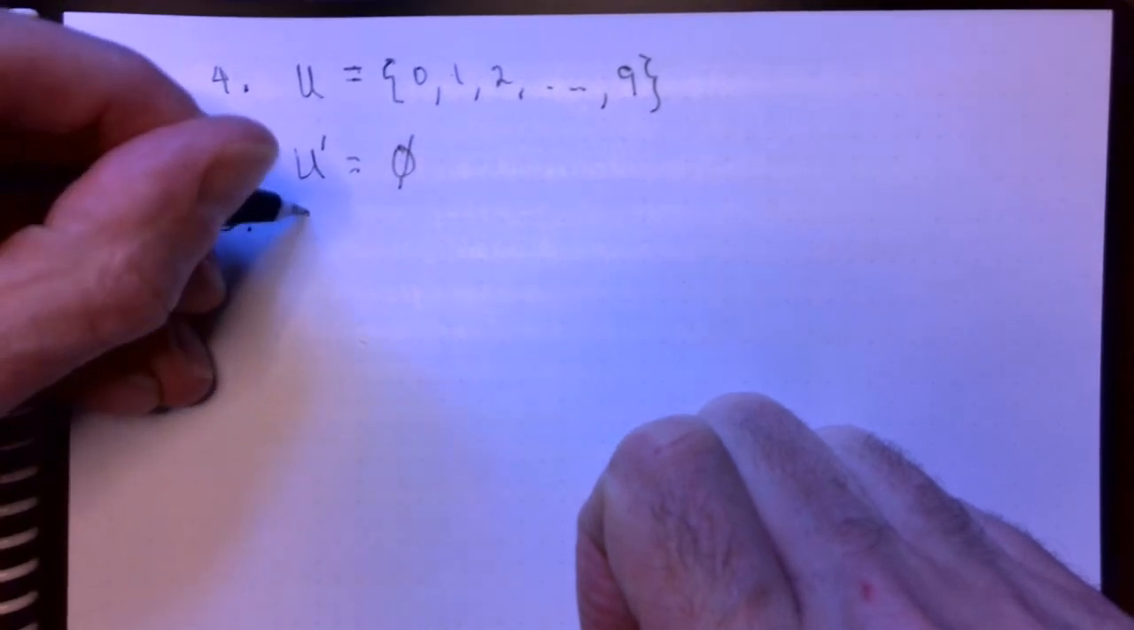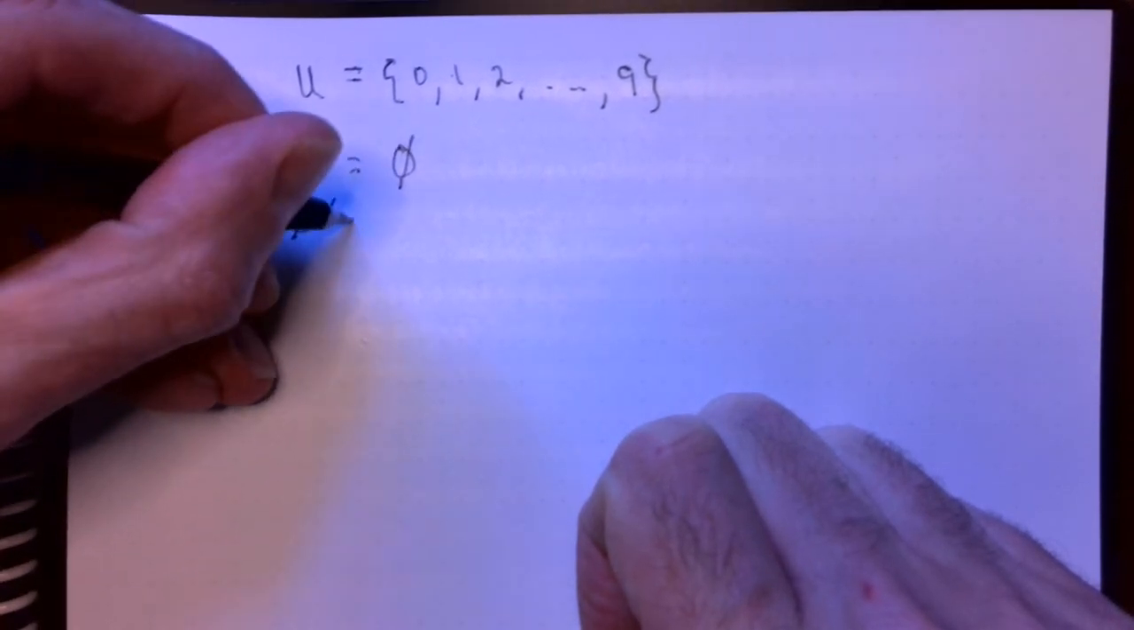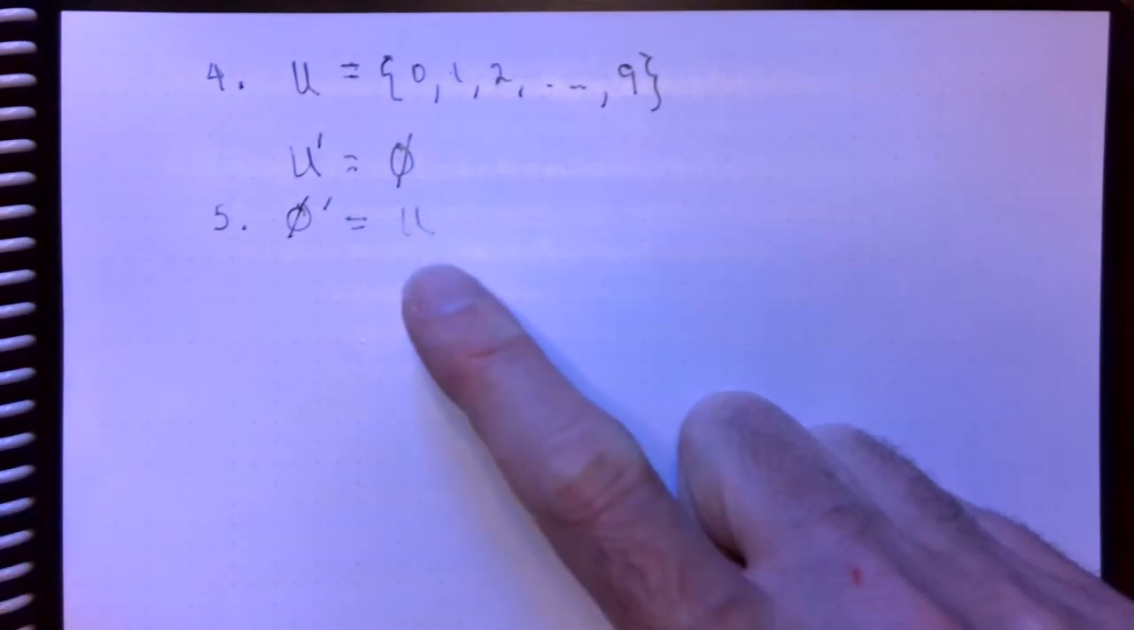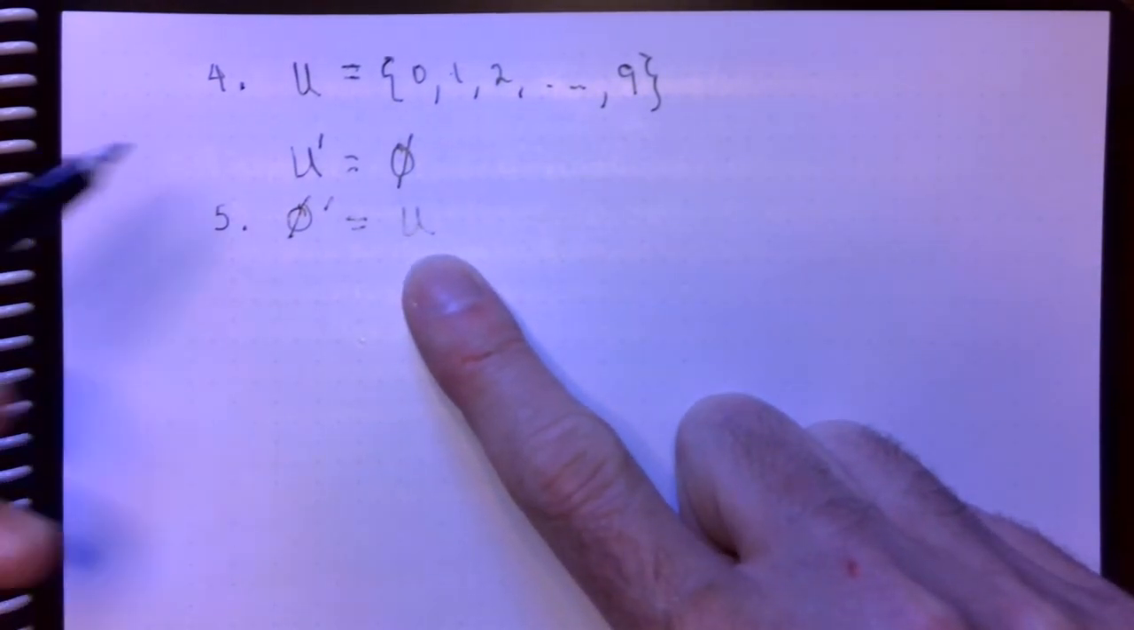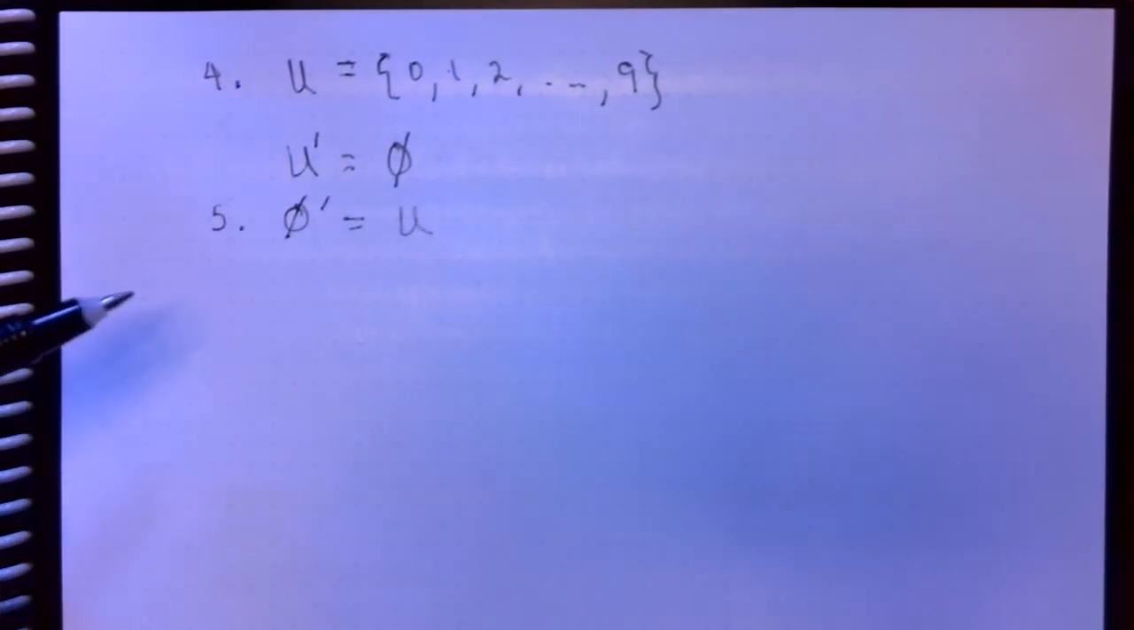And that little relationship also goes the other way. If I want the complement of the empty set, that would be everything else. That would be everything. The complement of the empty set is the universal set.